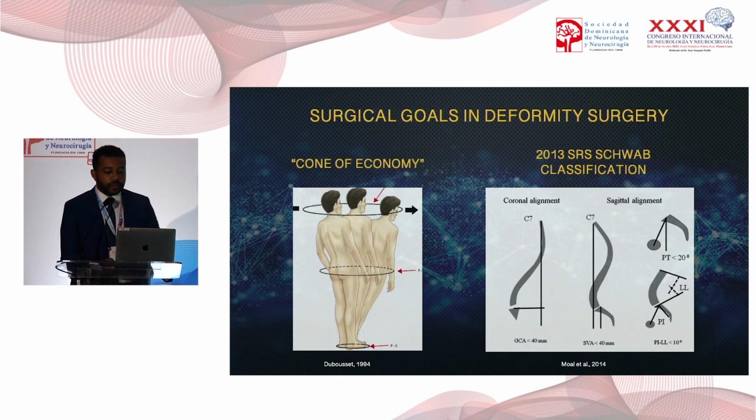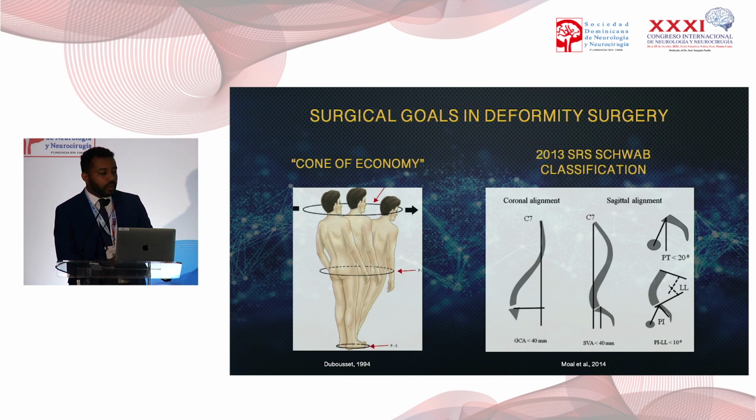If you think about our knowledge in deformity surgery, it's evolved tremendously over the years. In the 1990s, the concept of the cone of economy was developed. In simple terms, it says that we stand with our torso a certain distance from our pelvis, and if you deviate from that cone, energy expenditure goes up, and so does back pain and decrease in the quality of life measures. But it really wasn't until 2013 when Schwab came out with the specific criteria that allowed surgical targets.